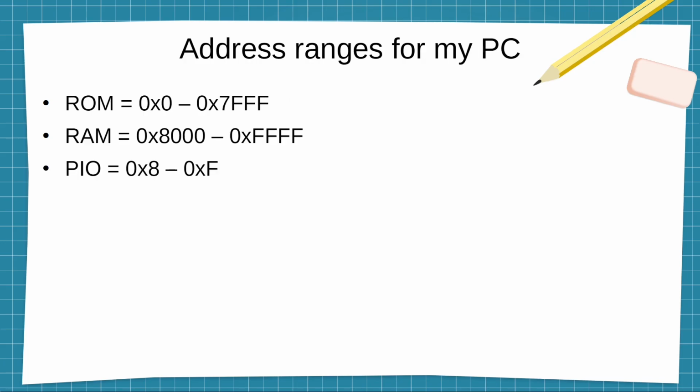Here are the address ranges for my PC. ROM will be mapped from hex 0 to hex 7FFF. RAM will be mapped from hex 8000 to hex FFFF. And my PIO, which I would like to work with today, will be mapped from hex 8 to hex F.